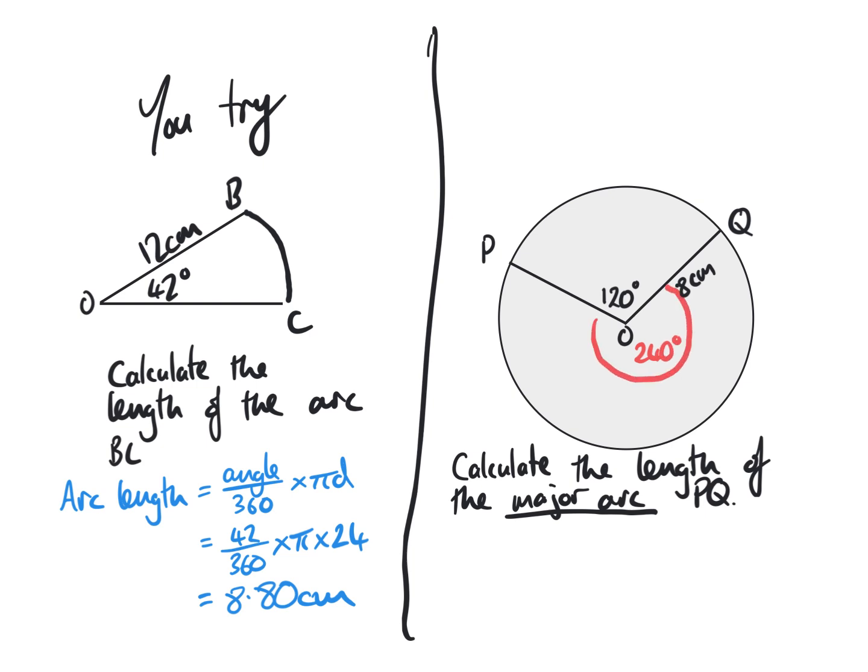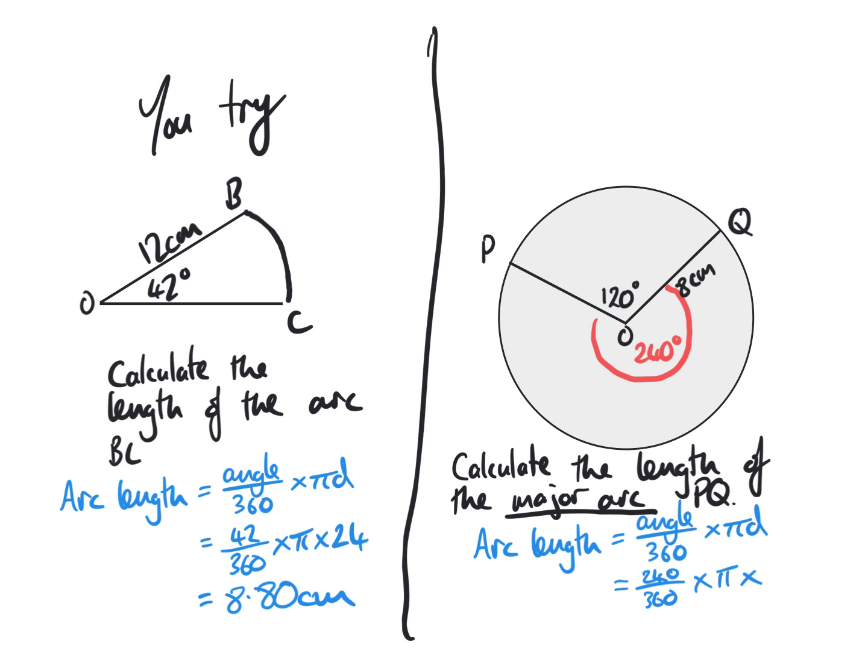Now I have the angle I need to find the major arc length, and then it's just a case of sketching out the formula, which is again arc length equals angle over 360 times pi d. And again, filling that in, we remember we're looking for the major arc here, so I have to use the major angle: 240 over 360, multiplied by pi, multiplied by the diameter.